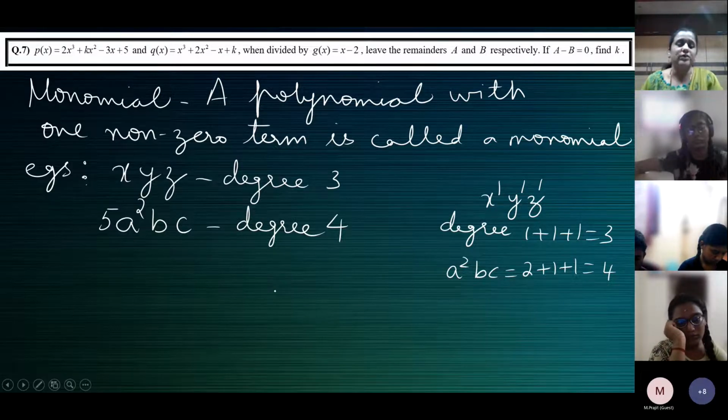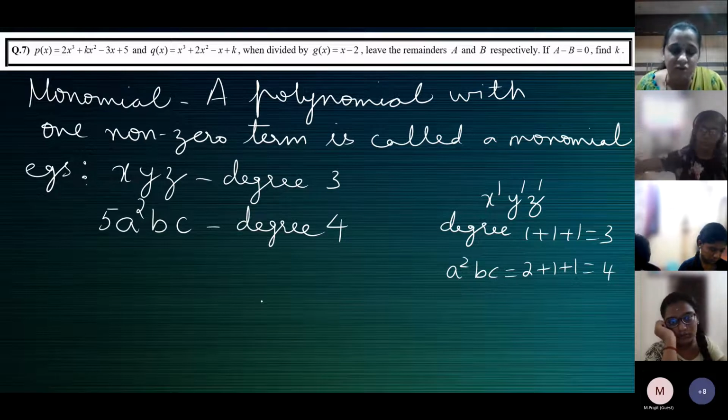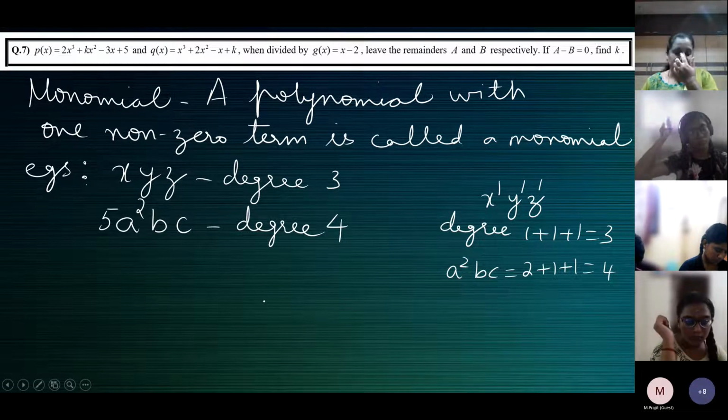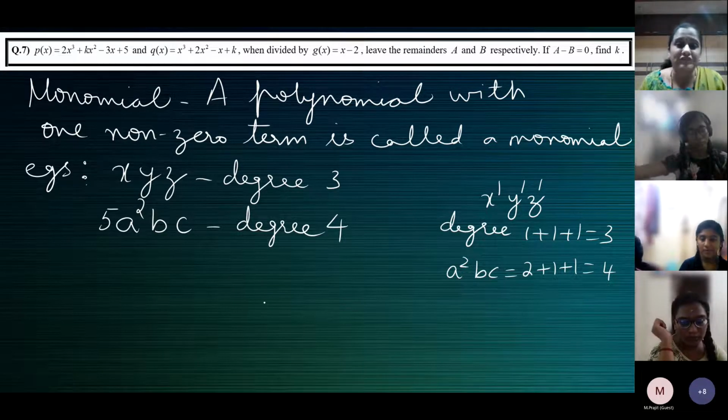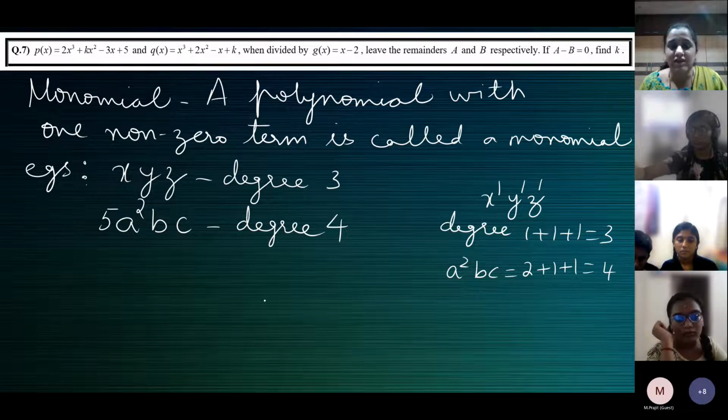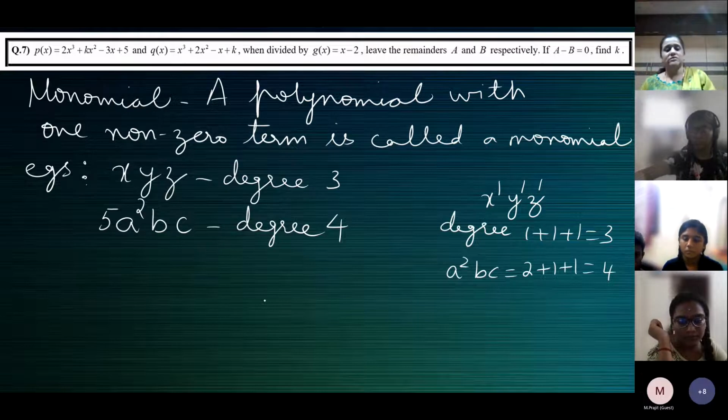A, B, and C are the variables. Their powers are 2, 1, and 1. Find the sum of the powers. The sum is 4. So the degree of this monomial is 4. 5 is the coefficient. Don't add 5. 5 is the coefficient of a square bc. Do we understand what to add? You should add the powers of the variables involved.